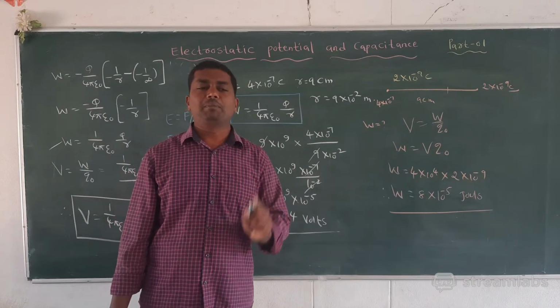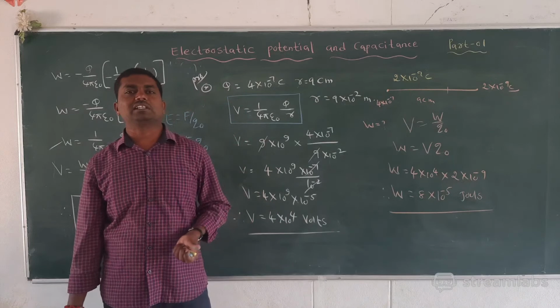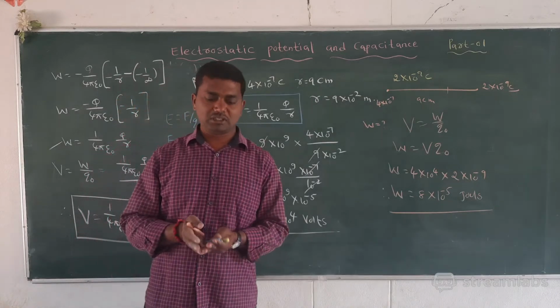Now we can apply the upper limit and lower limit, then we can calculate the result of electrostatic potential due to the point charge. Okay students, thank you.